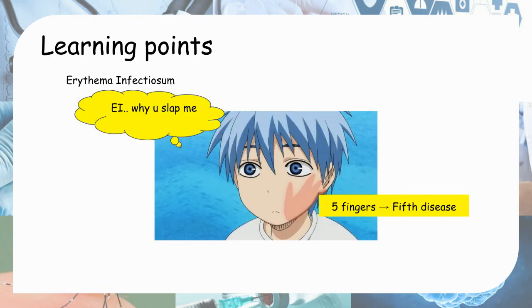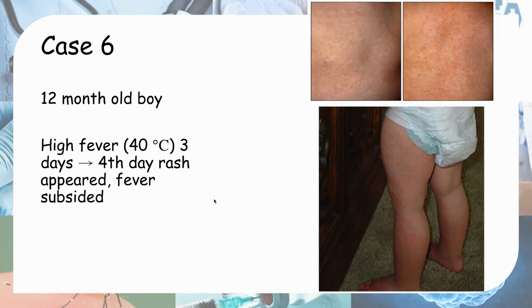So, learning points, I just put this for fun. You want to remember slap cheek. You see slap cheeks. There's 5 fingers on your hand and the palm, so you can remember the fifth disease. And in Erythema Infectiosum, EI. So, A, why you slap me? Remember Erythema Infectiosum. So it makes studying a bit easier to remember.